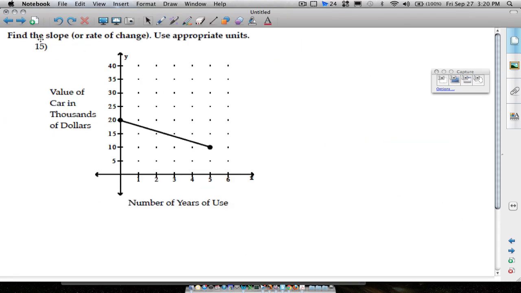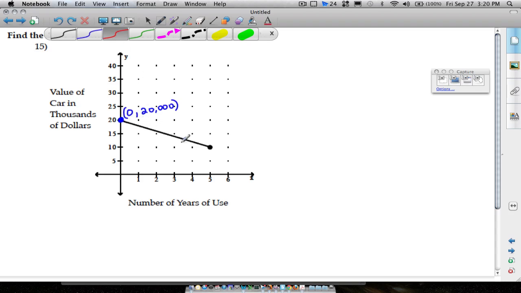Alright, 15. Find the slope or rate of change. Use the appropriate units. So this is like a real world problem. Let's make sure we use a complete sentence. What we have is the number of years of use and the value of a car. So a brand new car, year 0, didn't cost 20 bucks, it cost 20,000. So that's 0, 20,000.